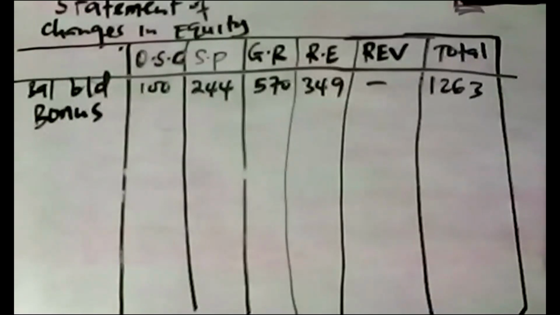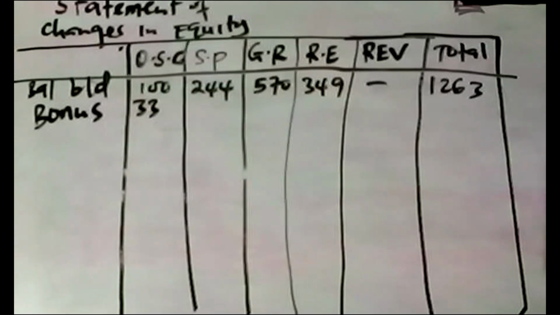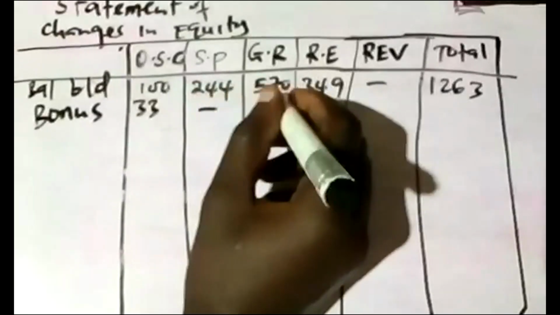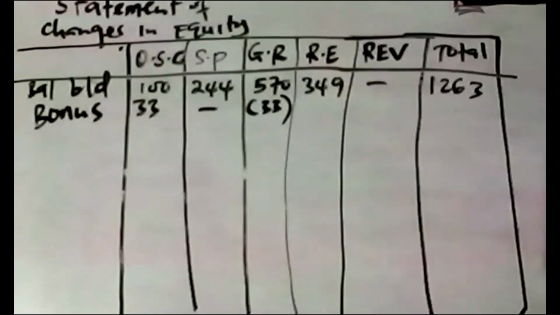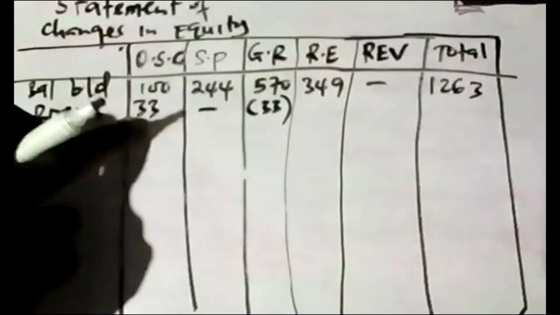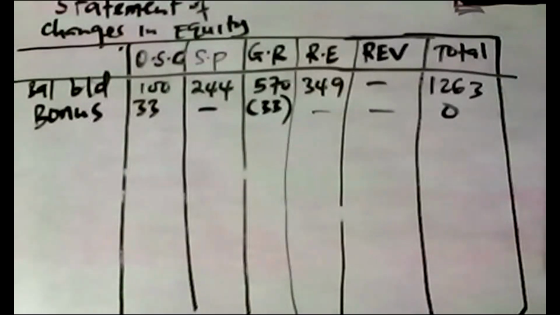Remember, a bonus is when the company issues shares for free in a certain proportion, which means it will increase my capital. It was 33. At the same time, they said capitalizing its general reserve. If you check that additional information, capitalizing its general reserve means that the money financing that bonus was coming from the general reserve. So I have to subtract that from general reserve, then add it to ordinary share capital. So this is 0, because 33 minus 33 is 0.